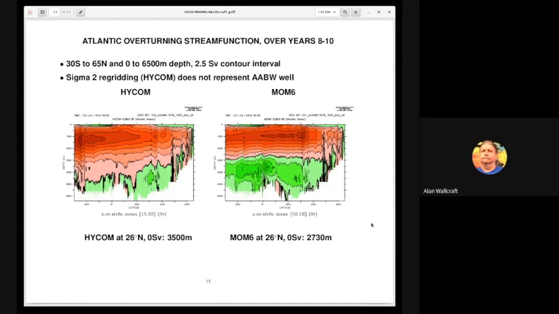Alistair showed a similar result for other MOM runs, but the Atlantic overturning stream function from MOM seems to be shallow. Now, HYCOM's stream function isn't perfect, partly because it has a hard time when it's using purely sigma 2 representing the Antarctic bottom water well, but it's clearly deeper. At 26 North, for example, it's 3,500 meters where you get the zero transport crossing versus 2,730 meters for MOM6.